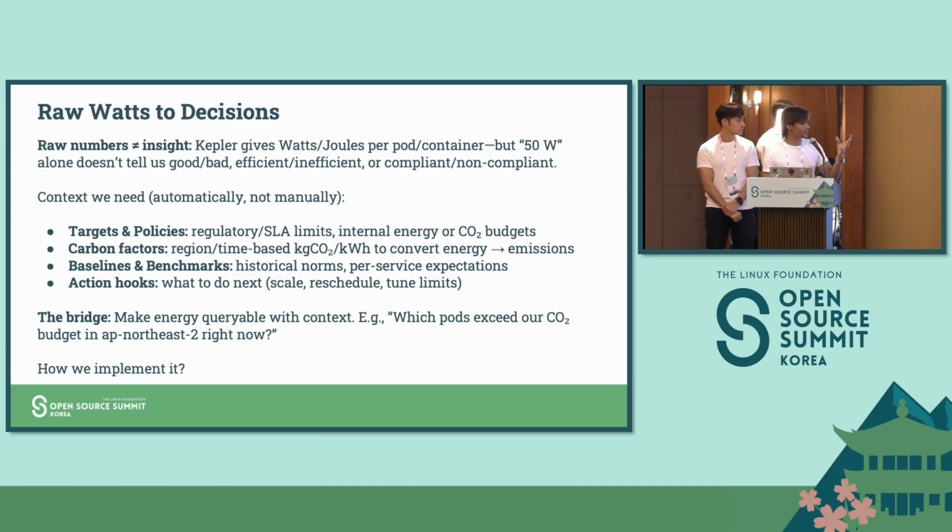So what is that context? That context has to be assigned automatically. We need to get that context automatically. The context could be some kind of regulations, SLA limits, targets and policies, and carbon factors. Kilowatt hours in Seoul is not equal to kilowatt hours emissions in Stockholm, right? It's different. So that context needs to be put into Kepler, because right now it's just numbers.